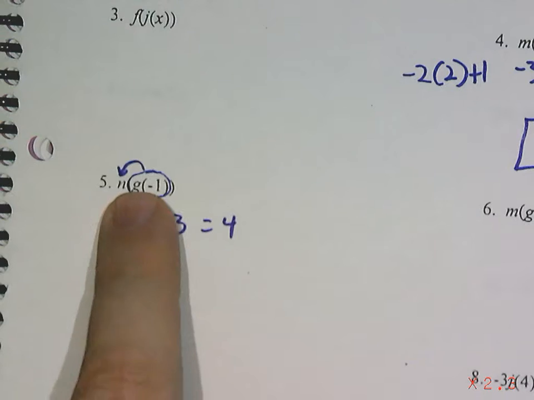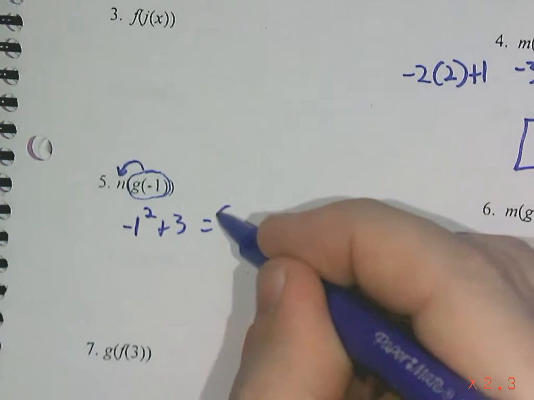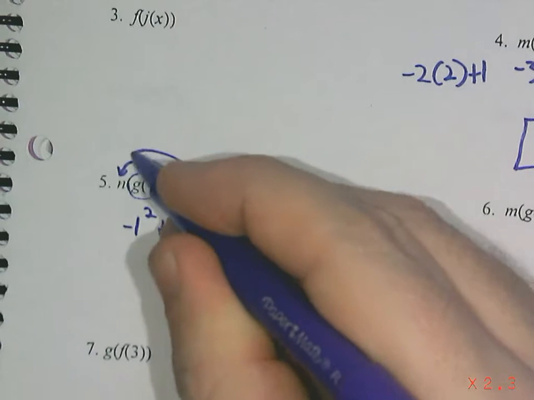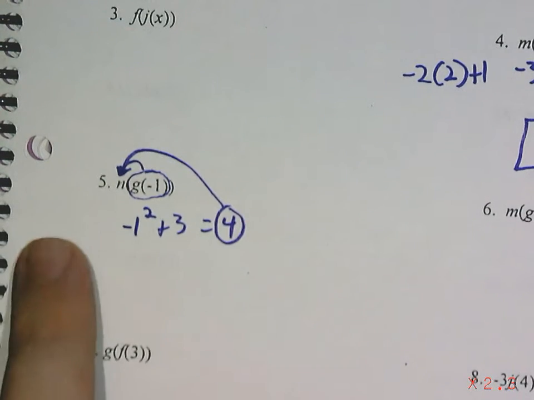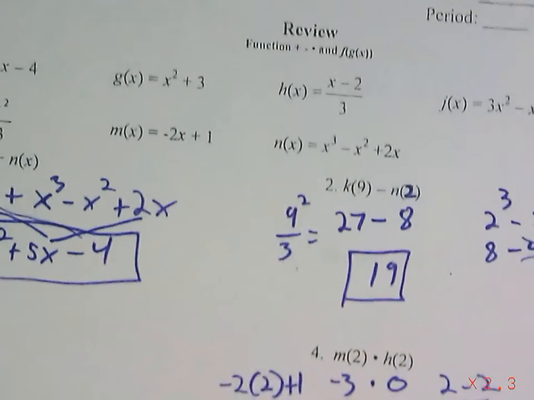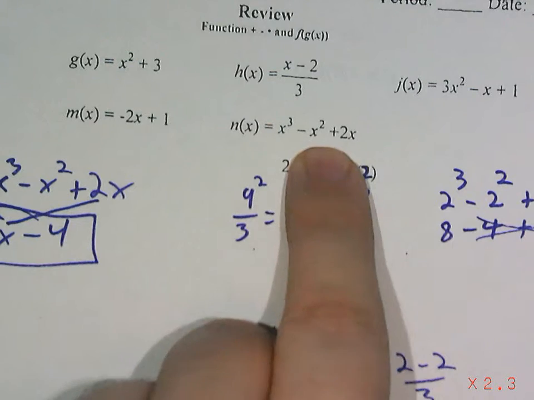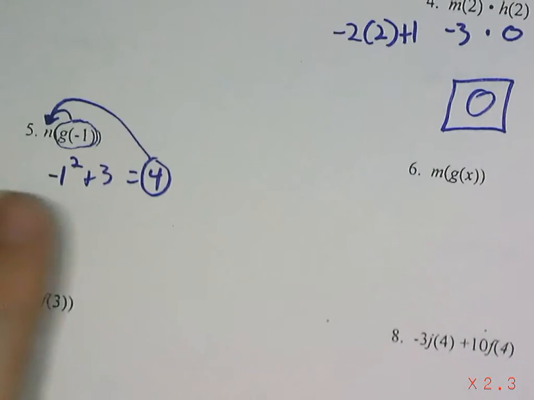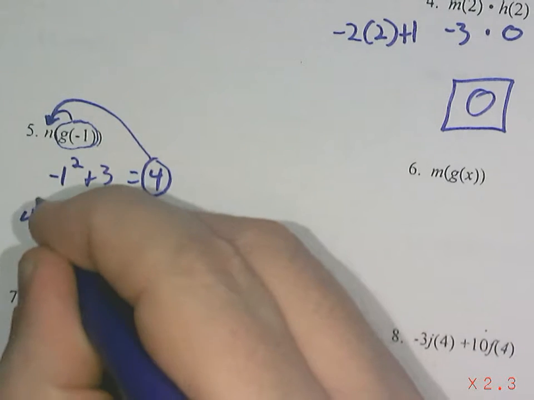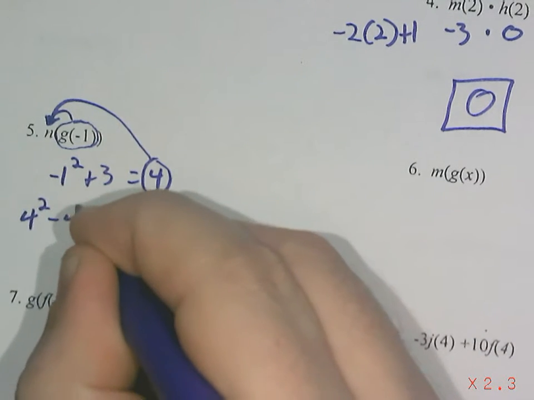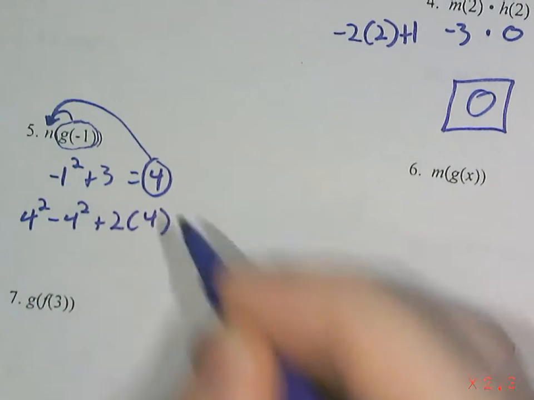So g of -1 is 4, but I'm not done. Now it wants me to take this answer right here and substitute it into n. Okay, so that is what it wants me to plug into n, and that's where I'm going to get my final answer. So n is right here, x cubed minus x squared plus 2x. So I'm going to take 4 and I'm going to replace all those x's. So I'd have 4 cubed minus 4 squared plus 2 times 4.